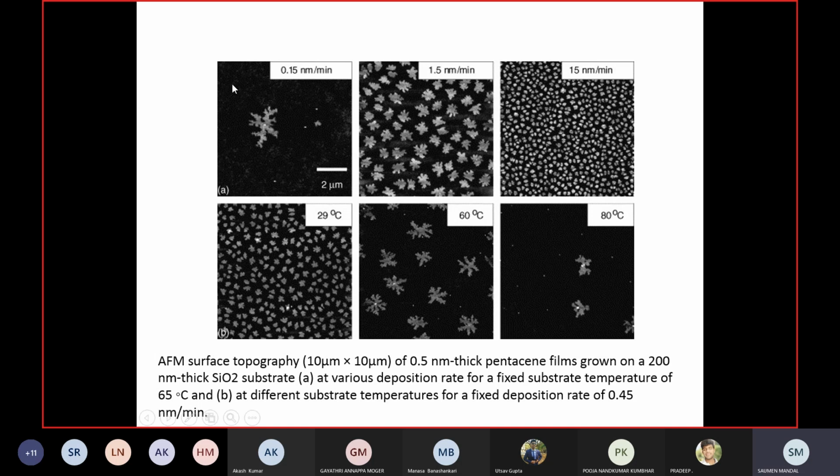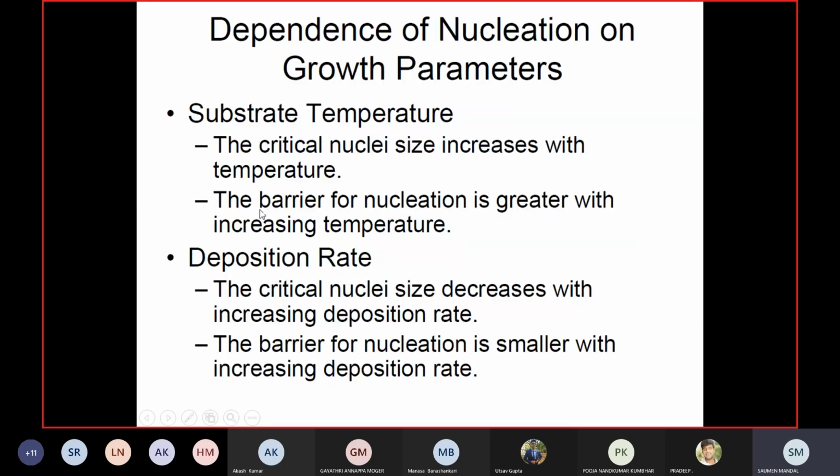Now, in the first case, the deposition rate is low. If you make a very low deposition rate, what will happen? The requirement for the critical radii will be high. Let's say in a class, the pass marks is 60 out of 100. Then very few people will pass in that class. So those having a larger size, only they can qualify. The majority of the embryos may not qualify. That's why it's explaining that critical nuclei size increases with temperature.